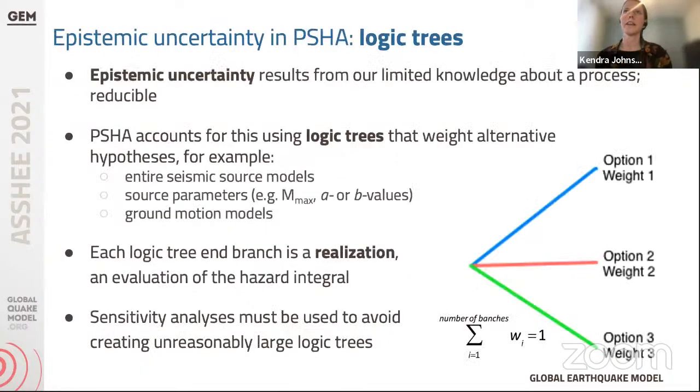Then on the other hand, we have epistemic uncertainties, which result from our limited knowledge about a process. And in this case, over time, we expect the uncertainty to be reducible. And so in PSHA, we account for these with logic trees by weighting different alternative hypotheses. For example, entire seismic source models, individual source parameters such as Mmax or an a and b value for an MFD, or ground motion models. And each logic tree end branch becomes one realization or one evaluation of the hazard integral.